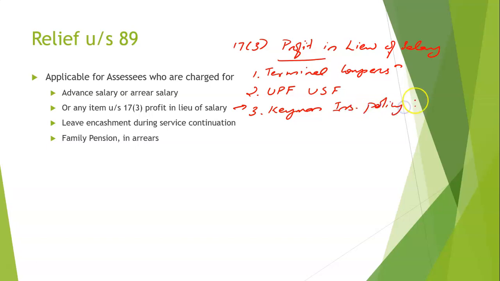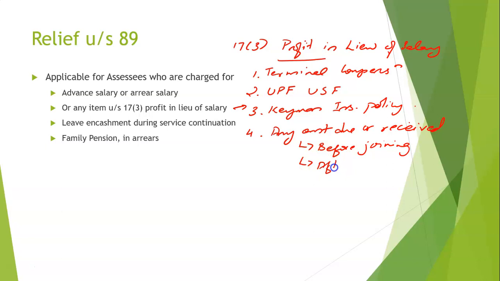This is an item of profit in lieu of salary. Then any amount due or received before joining or after cessation. Alright. Finally, 5, any other sum received by the employee from the employer.